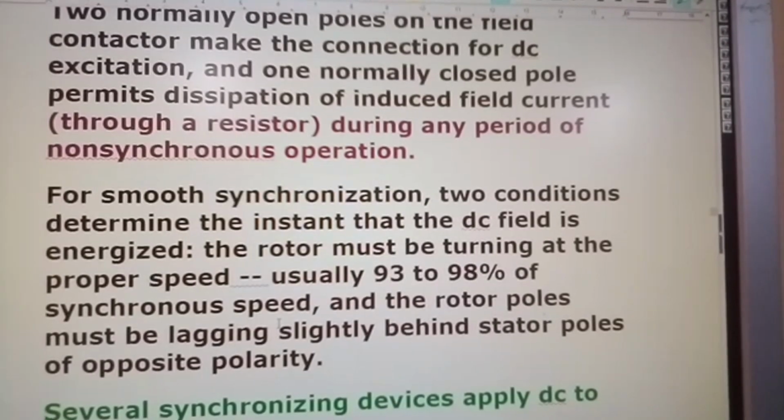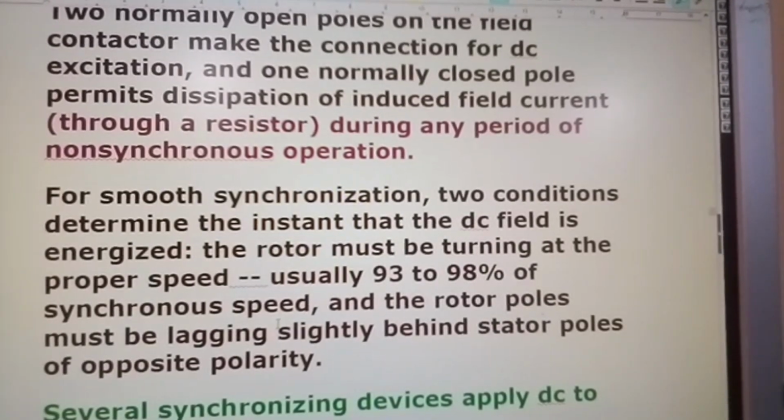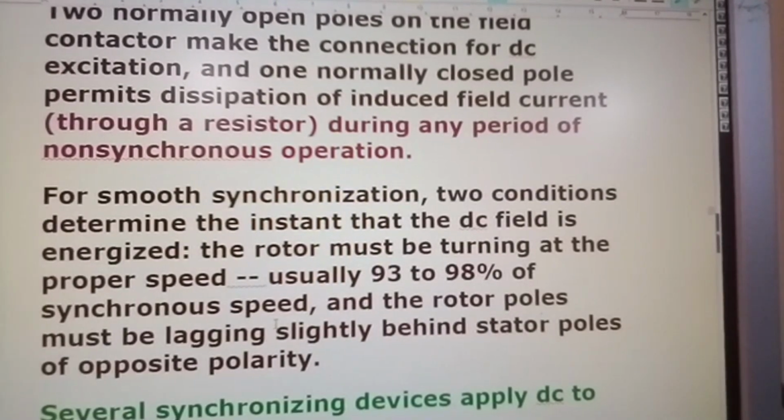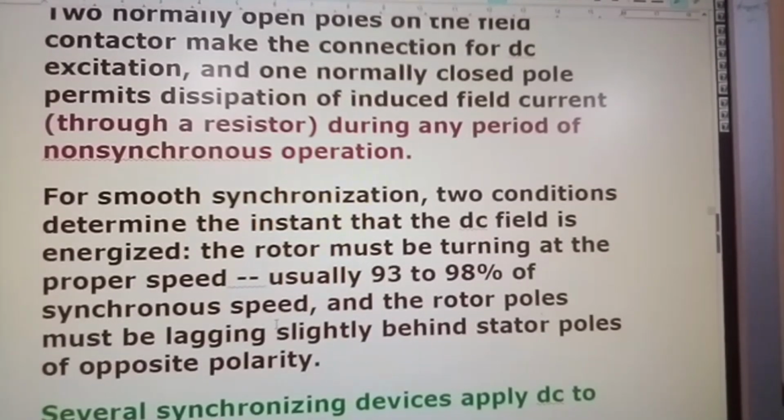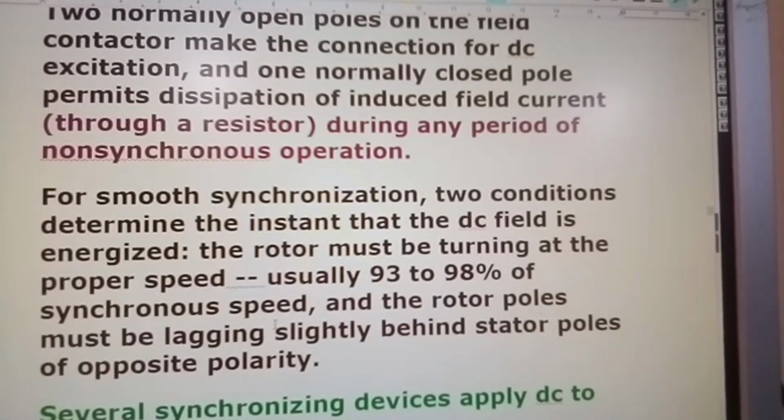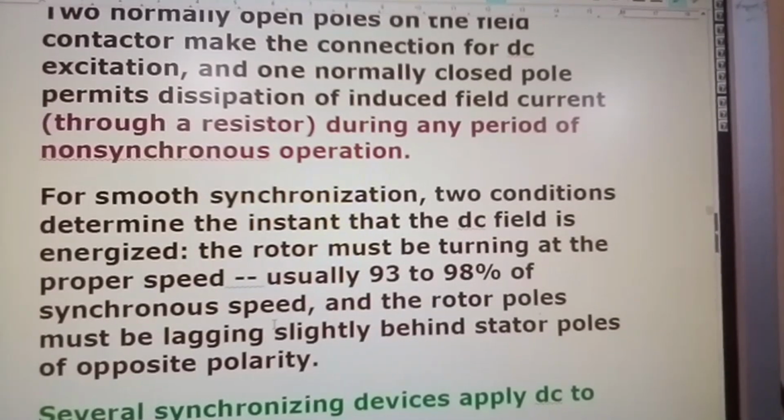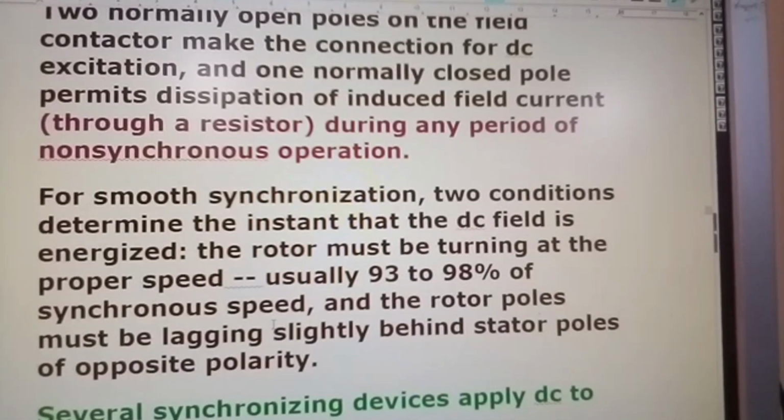For smooth synchronization, 2 conditions determine the instant that the DC field is energized. The rotor must be turning at the proper speed, usually 93 to 98% of synchronous speed, and the rotor poles must be lagging slightly behind stator poles of opposite polarity.